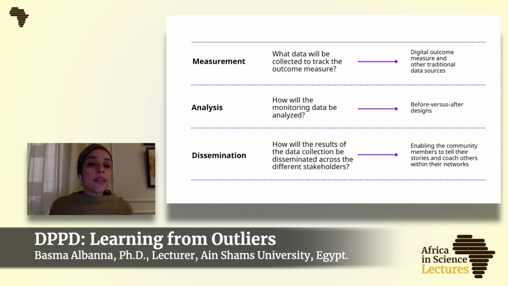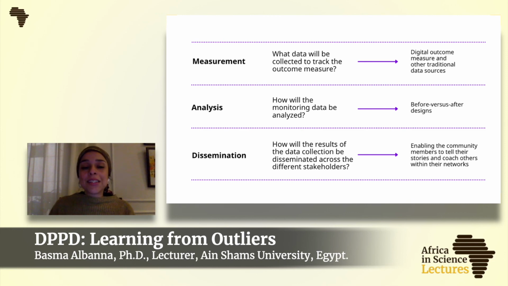When it comes to the analysis, it is best to use before versus after designs, such as randomized control trials or quasi-experimental designs. And then when it comes to dissemination after the analysis, here you ask the question, how will the results of the data collection be disseminated across the different stakeholders? It's important to enable the community members to tell their stories and coach others within their networks to maintain this great value of positive deviance, which is the idea of self-efficacy.